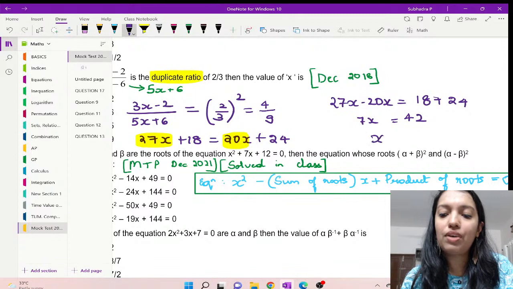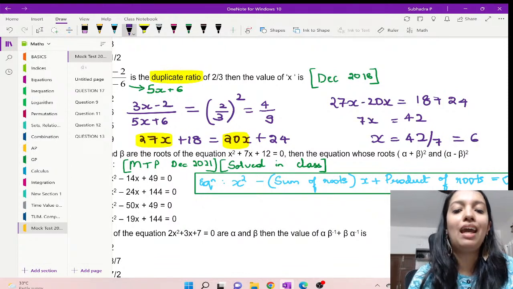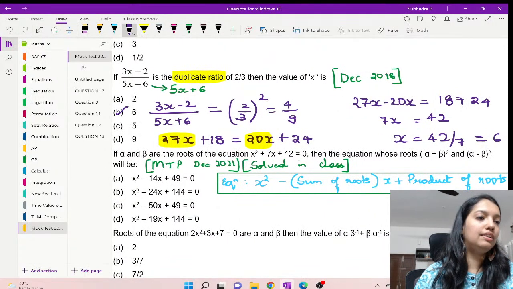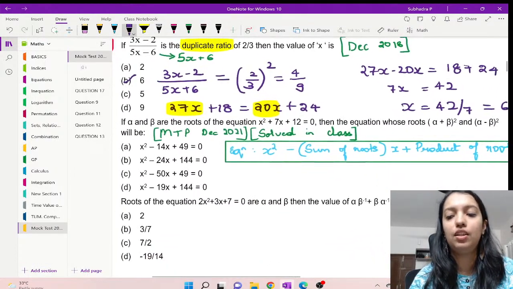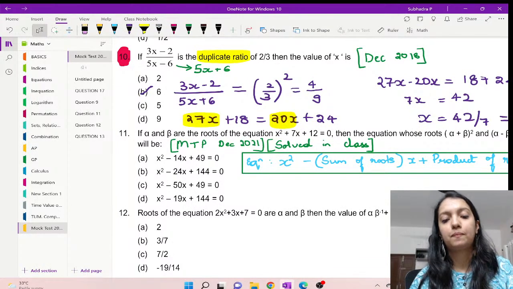42. So what is the value of x? 42 divided by 7. You will get your answer as 6. Do we have 6 in the options? Yes, it is option B. So the answer for this 10th question is option B, provided you change the question.